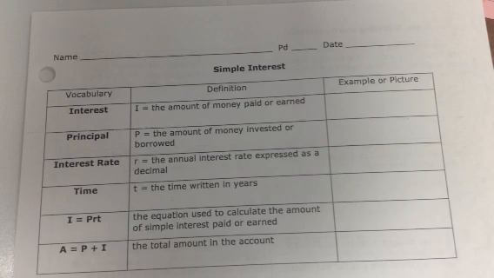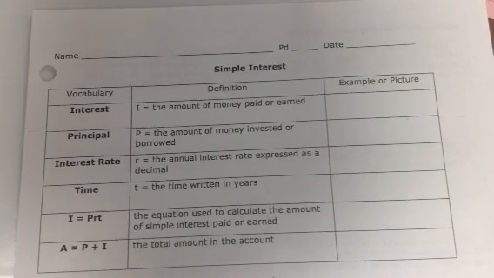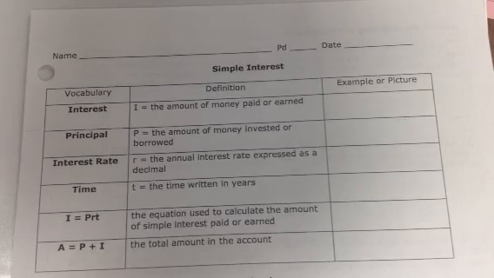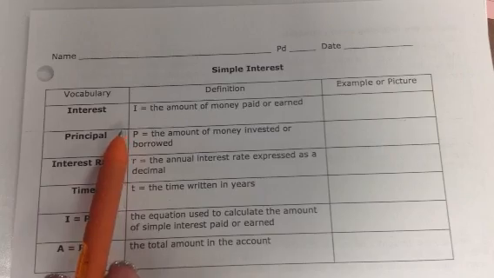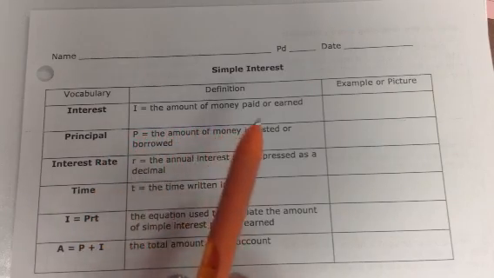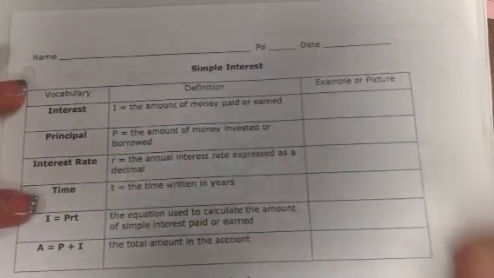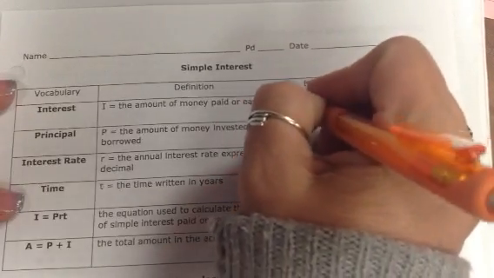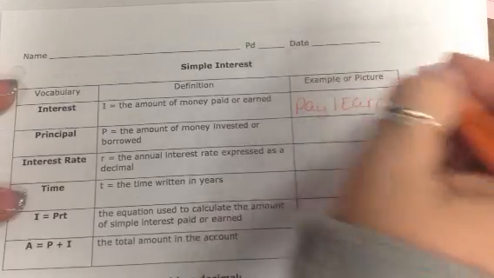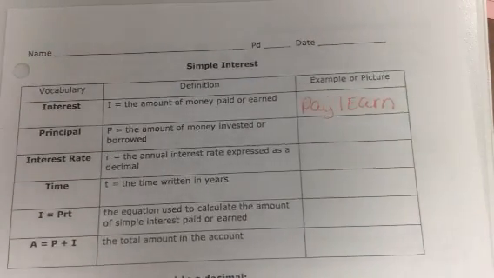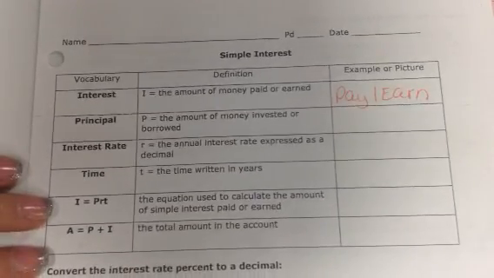So today we're going to talk about the simple interest, and we're going to take a few notes. They have a few things already written for you. It says interest is your I, and that equals the amount of money you paid or earned. So what I want to write over here under my keywords are pay and earn. I know that this says example or picture, but I just want to use it as keywords so that you have that information.